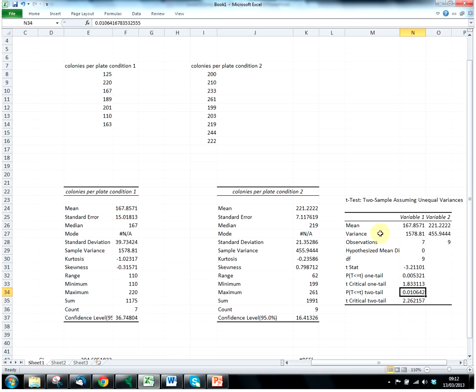So I hope this makes sense and you understand how you can do this t-test in Excel.